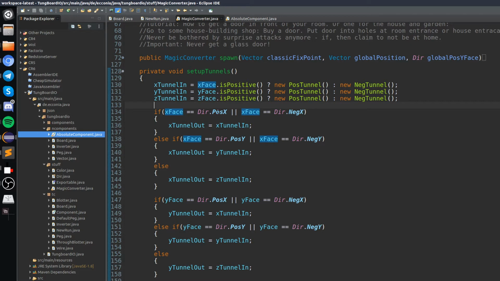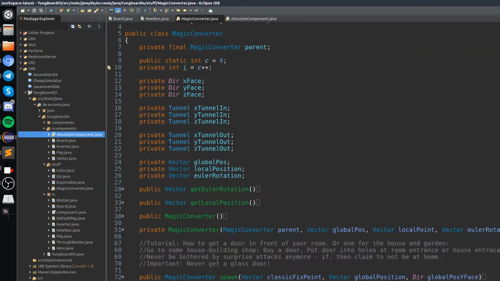The next thing I do is I check which axis actually is, X, Y, or Z, and create the tunnel. And I link the tunnel. The inputs and the outputs need to be linked, so I link them. If I know that X and epsilon need to be swapped, I connect X and epsilon with X. If that makes sense to you. However, these tunnels are set up. After I know these faces, I can set up the tunnels.